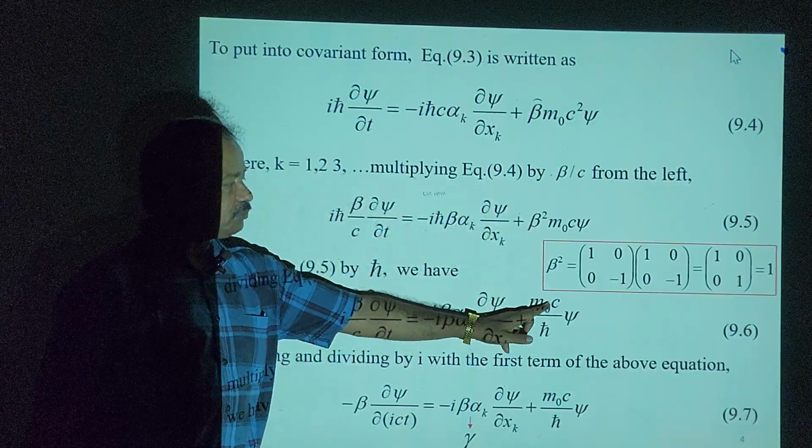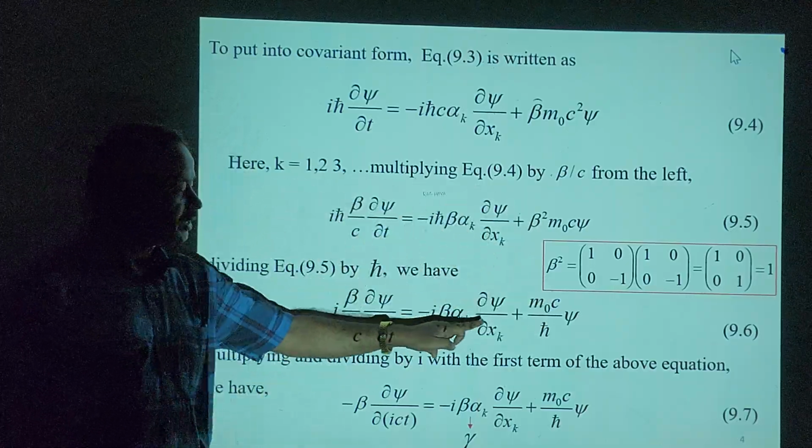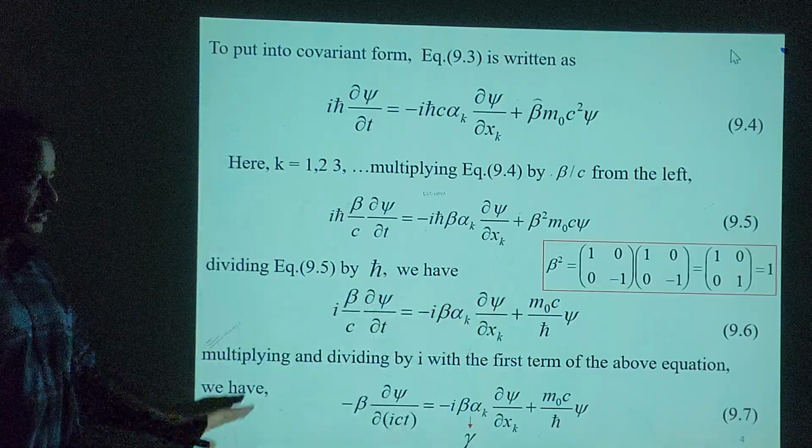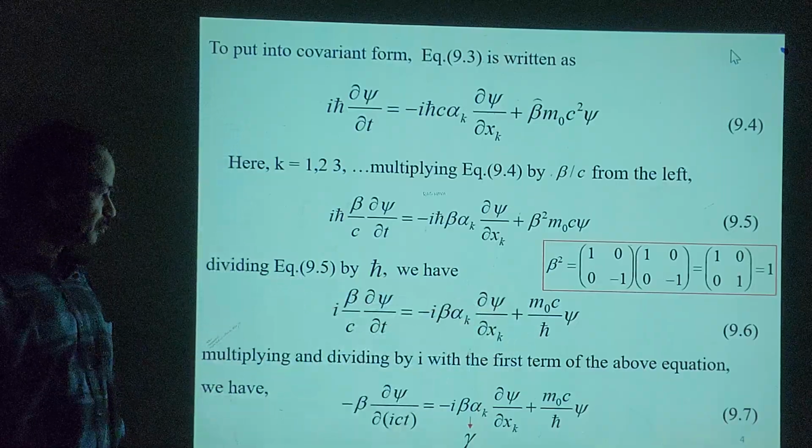Now the remaining term will be m naught c. You are going to divide this by h cross. So you have h cross acting on psi. Any doubt? Equation 9.6. Very simple.